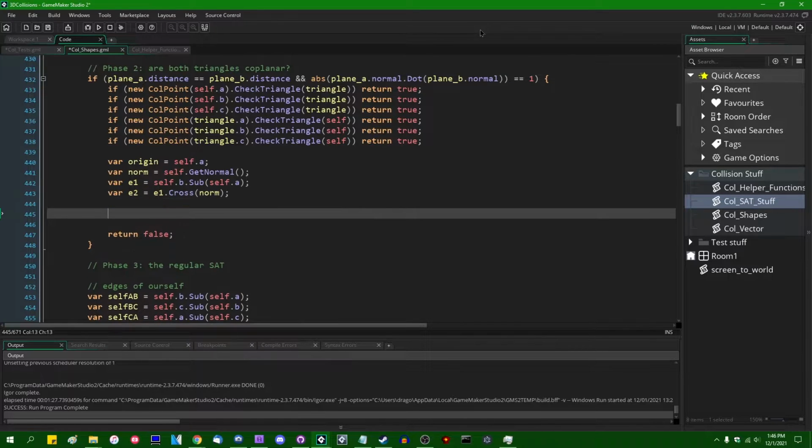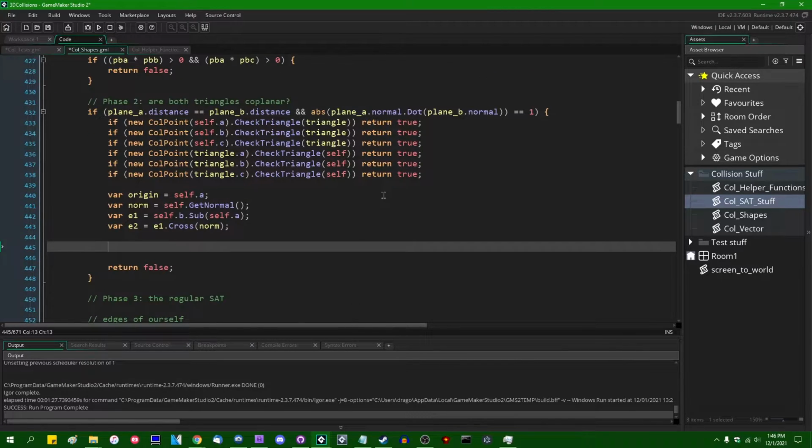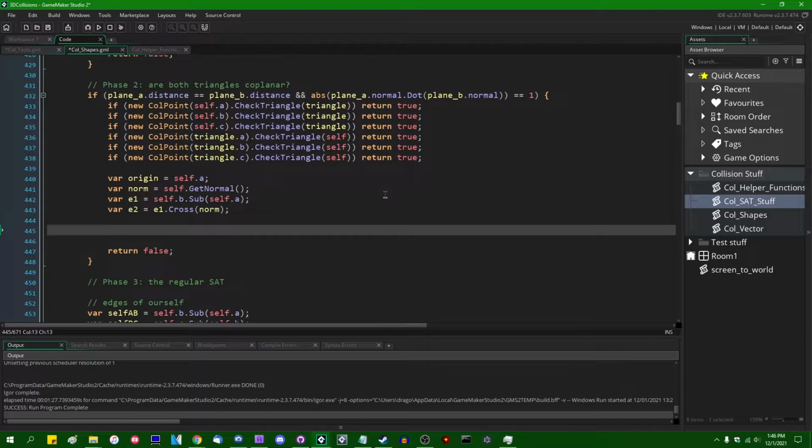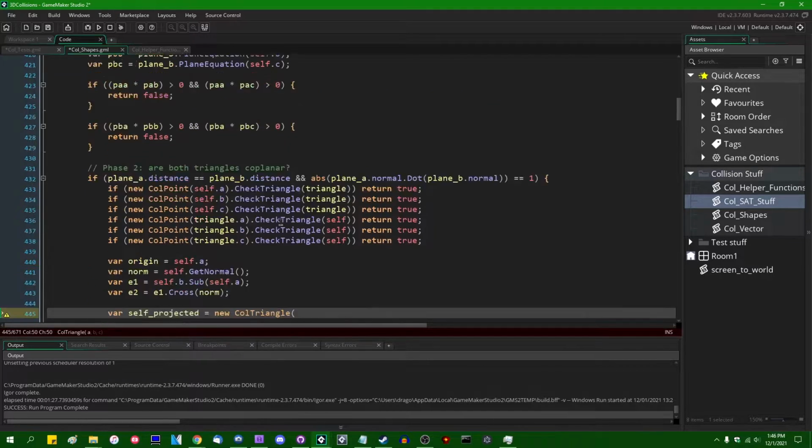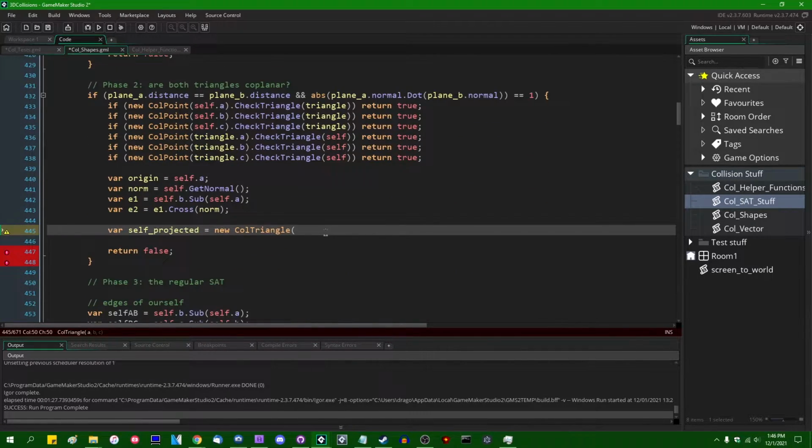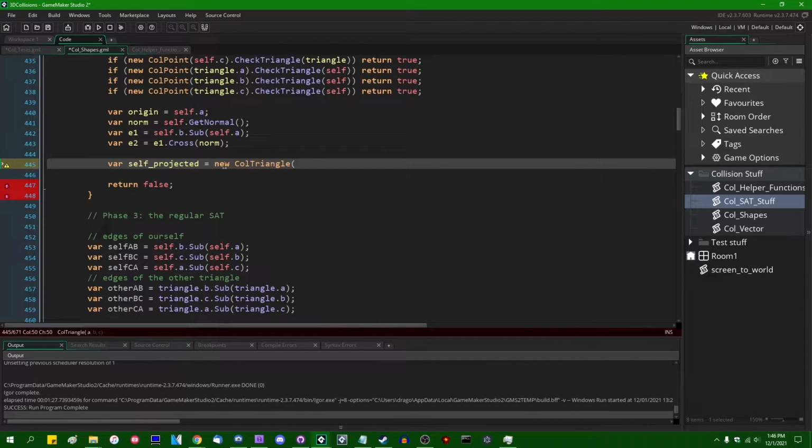Next, we're going to start projecting each of the vertices of each triangle onto the plane, and we're going to create two new triangles that are composed of those projected points. Let me call it var, I'll call it selfProjected, is going to equal a new callTriangle, and we are instantiating a new triangle in here, but it's not going to really be used for a lot. It's just going to be a container for points, really. We're not going to be calling any methods on it.